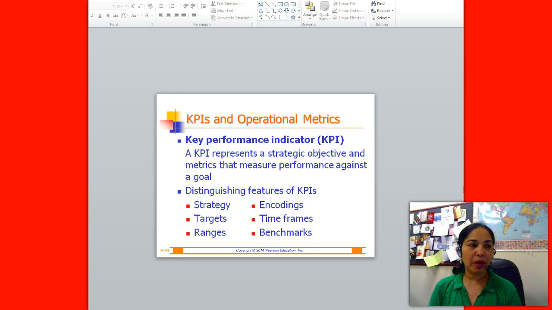Next, we will talk about Key Performance Indicators or KPI. KPI represents a strategic objective and metrics that measure performance against a goal. Some of the distinguishing features of KPIs are strategy, targets, ranges, encodings, time frames and benchmarks.